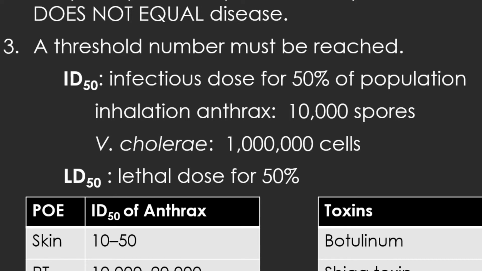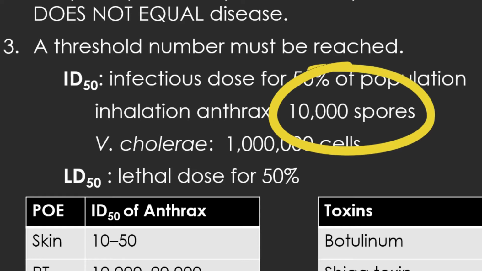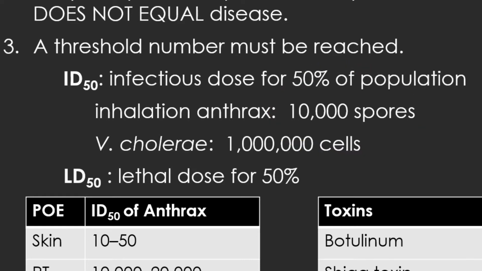Contagious diseases, you'll remember from chapter 14, are very easily communicated, and one of the things that makes that happen is having a lower infectious dose. A lower ID50 means a more infectious microbe. So of the two of these, inhalation anthrax is more infectious than Vibrio cholerae. Now, that doesn't mean that it's easier for you to contract.